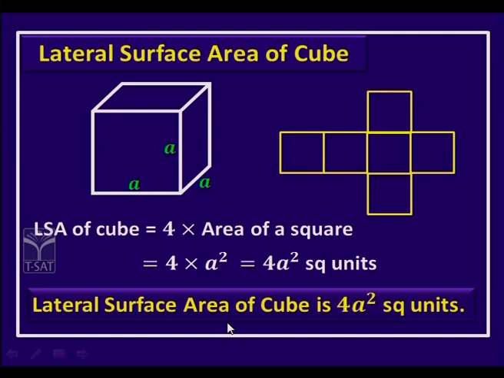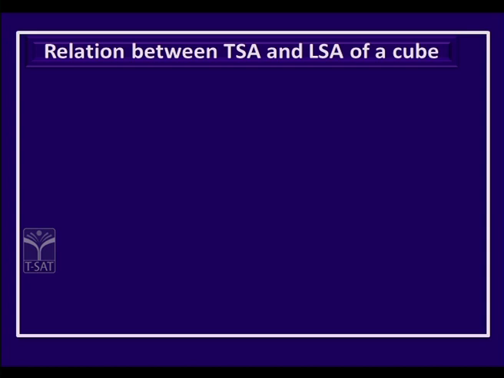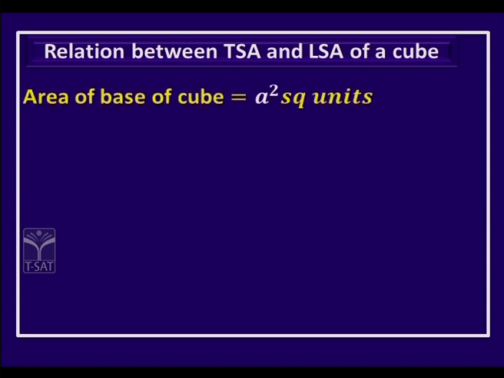Got it, children? Now, let us see again the relationship between TSA and LSA of a cube. So, area of base of a cube. Your base is nothing but a square, isn't it, children? And area of a square is A square if the side is A. So, area of base of cube is A square square units. Then, what is LSA of cube, children?